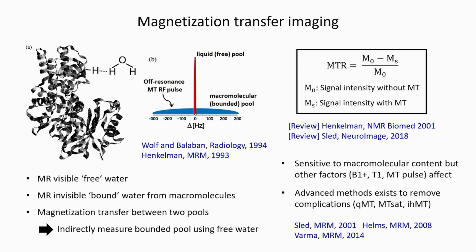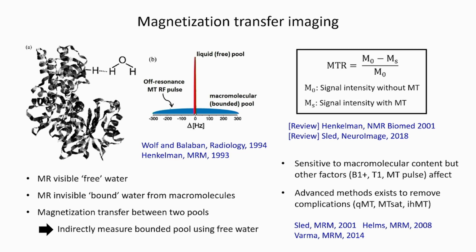And then there is always some magnetization transfer between the two pools, and our aim is to saturate this macromolecule-bound water using off-resonance RF pulses, and then indirectly measure their concentration from this exchange of magnetization between the two pools. And the measurement result is called MTR, the magnetization transfer ratio. To acquire that value, you need two images, one without an MT pulse, one with an MT pulse.